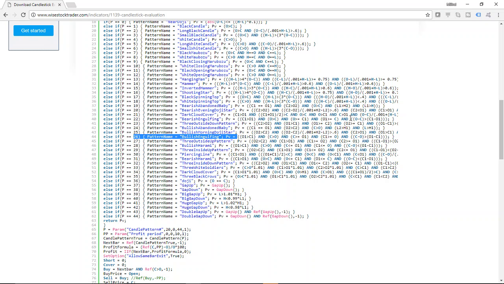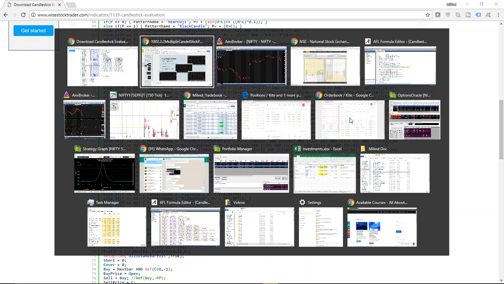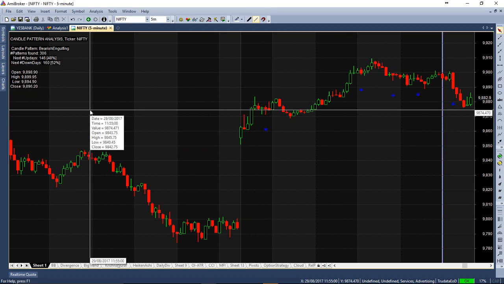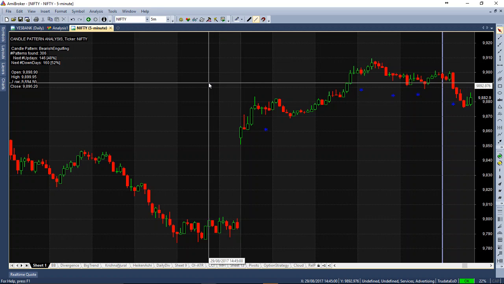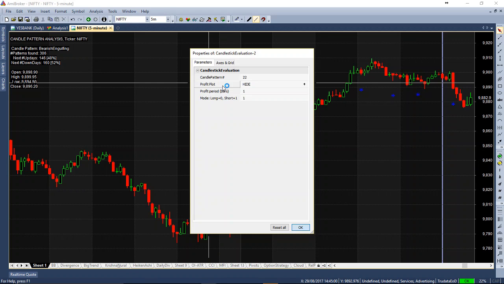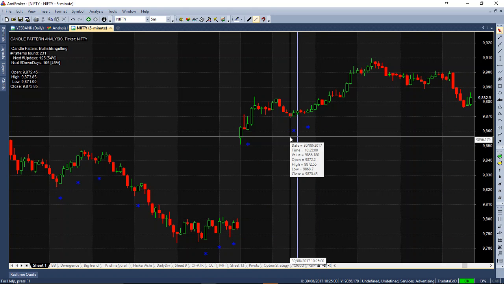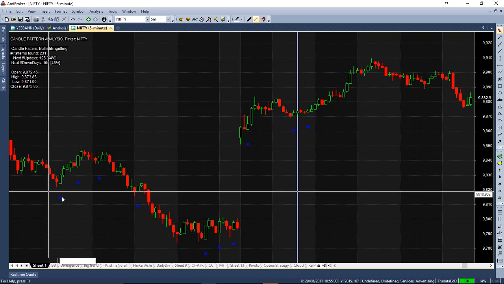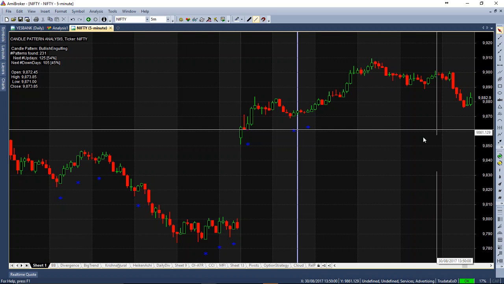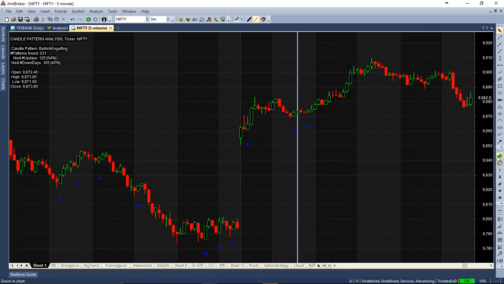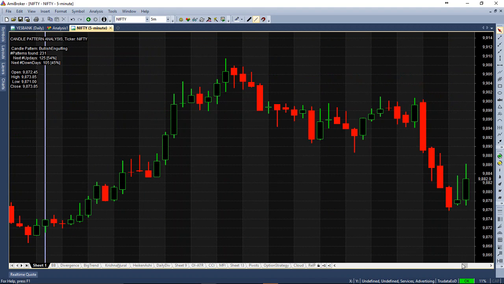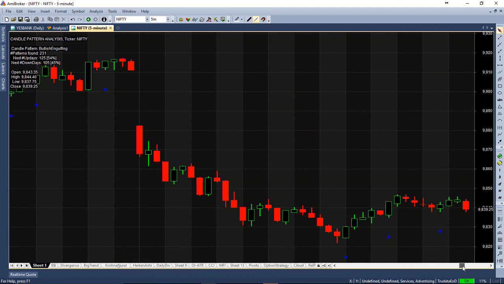To get these patterns, just apply this on a blank chart, then go to parameters, put the number 26 here, and you're done. As soon as you put 26, you will get all the bullish engulfing patterns that you could imagine. We are going to be looking at engulfing here in a little more detail.